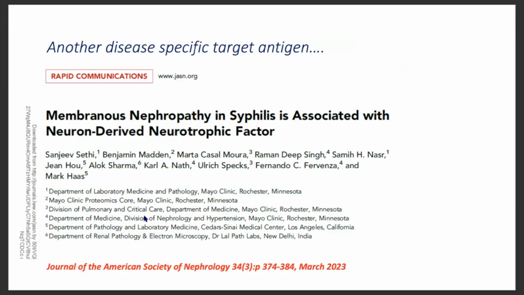By the way, most of these target antigens were discovered using a technology in which you dissect out the glomeruli using laser capture microdissection, and then you subject the dissected glomerulus to proteomic analysis by mass spectrometry. So laser capture microdissection followed by mass spectrometric analysis enabled identification of all these antigens. And since we started doing it in a lot of cases, we were able to discover antigens associated with specific diseases also.